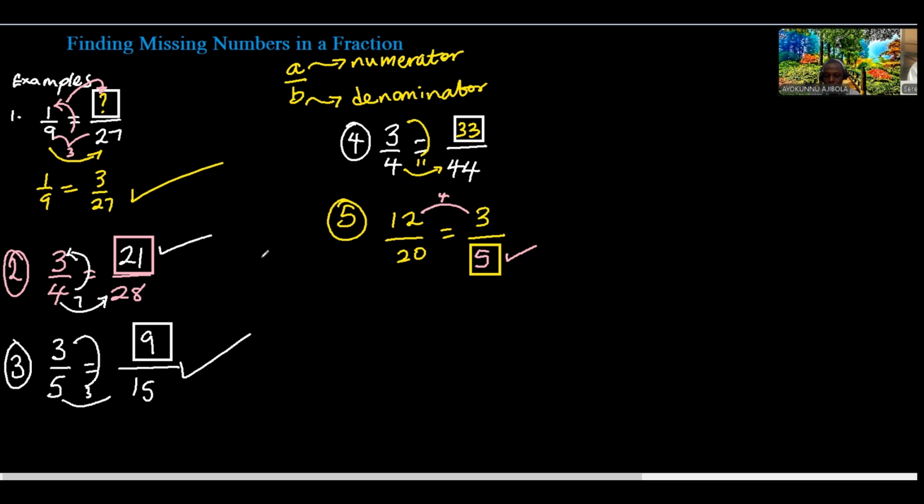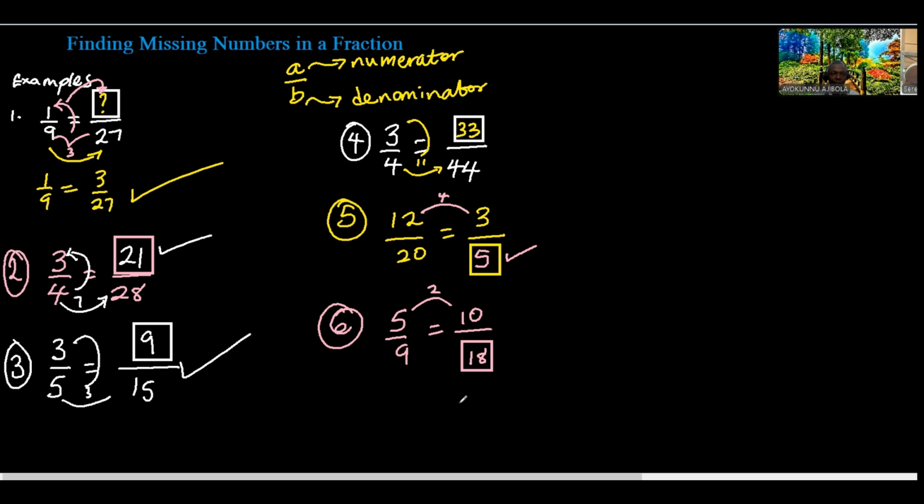Let's say number 6. So we have this one, both numerators. Let's say we have 5 over 9 equal to 10 over something. So we're going to compare the smaller to the bigger, okay? 5 times what is going to give us 10? 2. So 2 times 9 is going to give us what? 18.